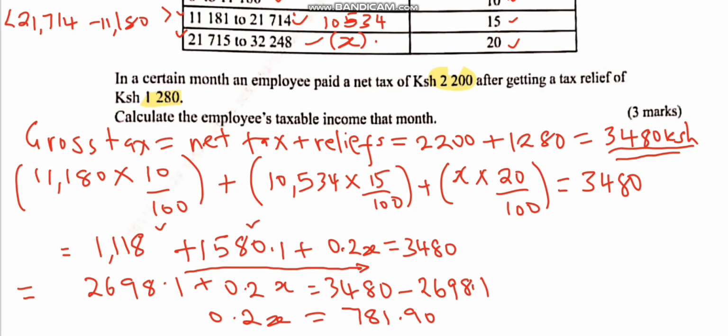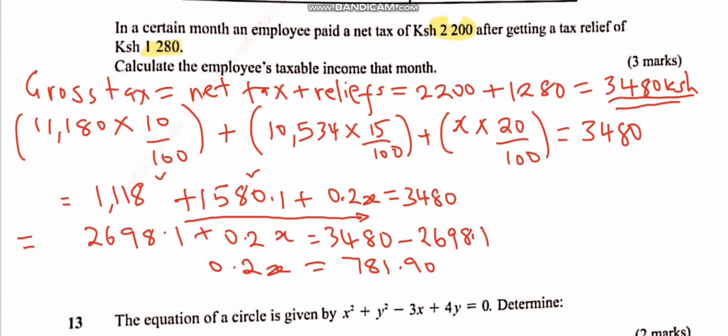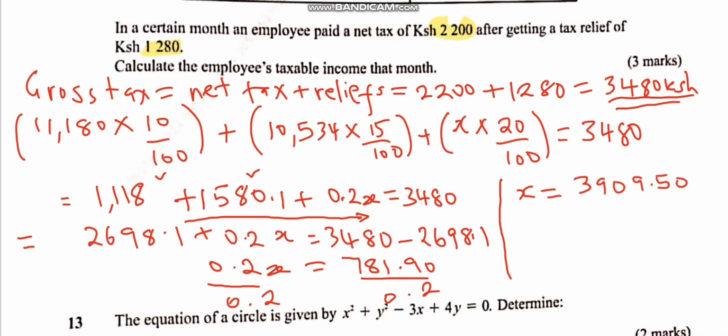Na hiyo 781.9 divide now na 0.2. So divide by 0.2 ndo upate x yako. So your x is equal to that one divide by 0.2, and which is 3909.5. Sawa paka hapo.